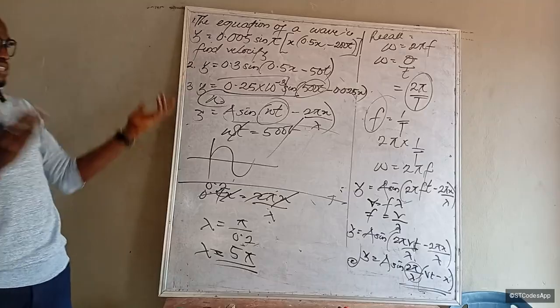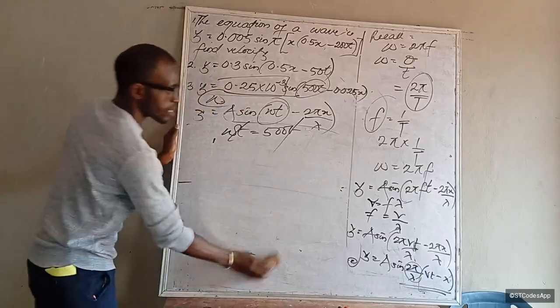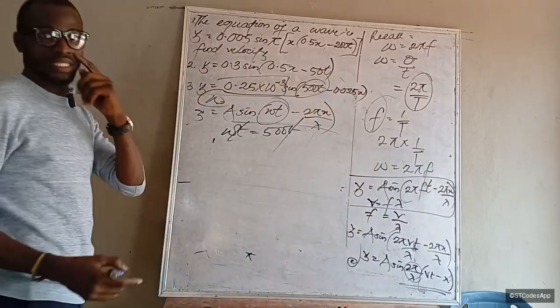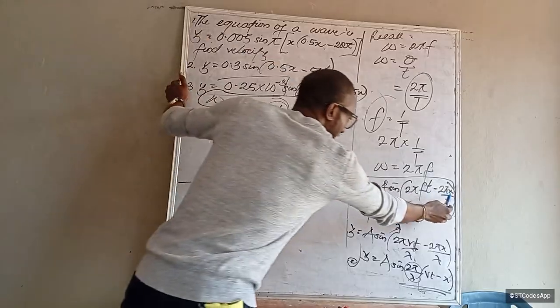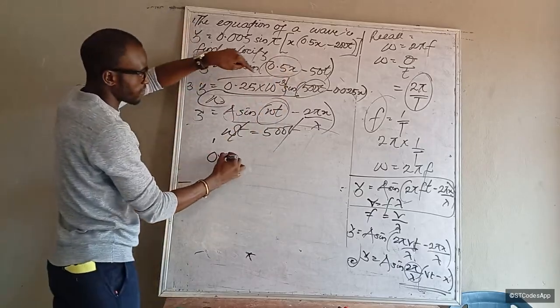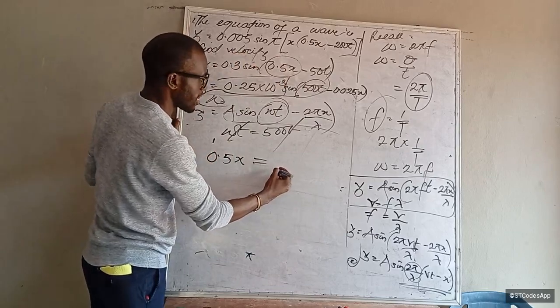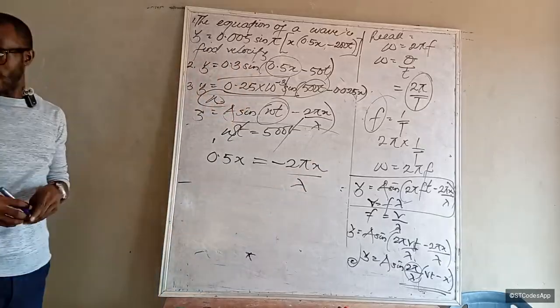I say find wavelength for me. What would the wavelength be? See this now. Let's compare it with this side. If I compare it to this side, wavelength will be with the guy with x, right? So it will be with this guy. So 0.5x will be equal to what? Minus 2 pi x. Is that correct?